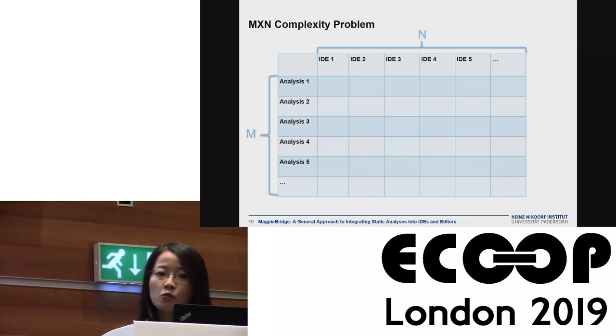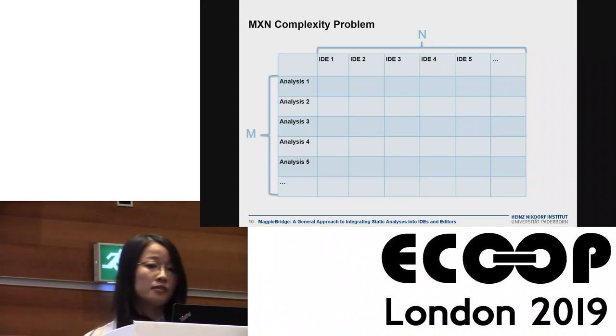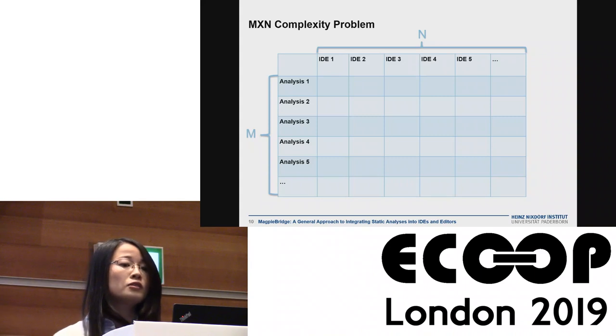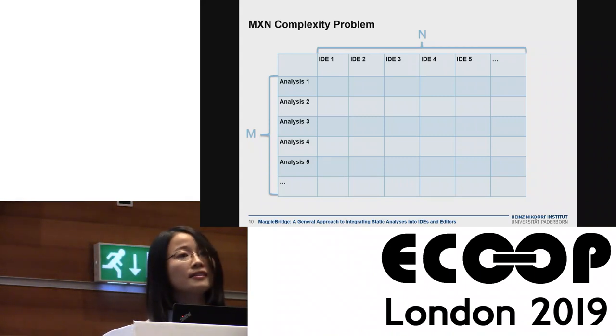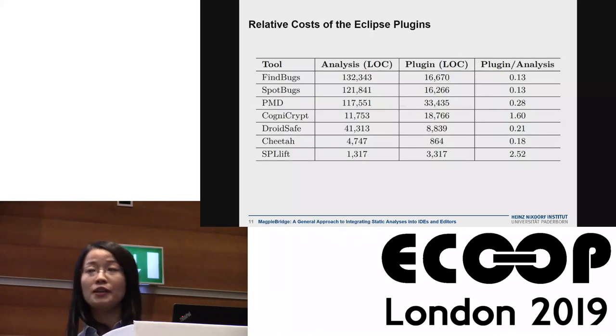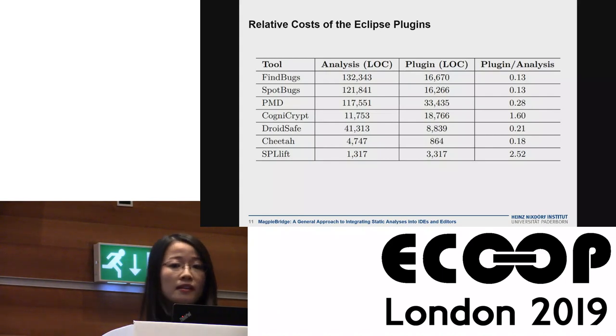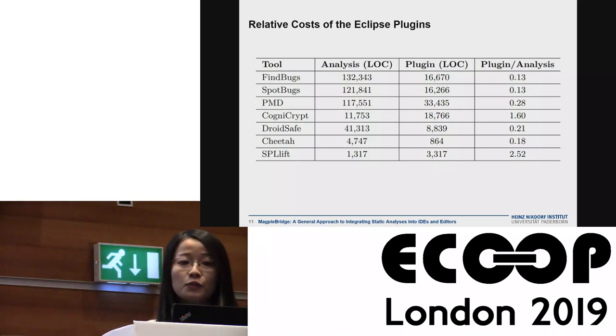Besides this repeated work, writing a plugin is actually not so easy, because different IDEs have different UI workflows and APIs, and you need knowledge of these for writing such plugins. So usually we as researchers and analysis experts are actually not familiar with doing this. Besides that, writing plugins is actually expensive. Here you see the cost of writing an Eclipse plugin, for example. For all of these listed tools, the code written for the plugin is at least 10% of the code for writing the analysis. For some of the tools such as CogniCrypt and SPI-Lift, you see that the plugin even has much more code than the analysis itself.